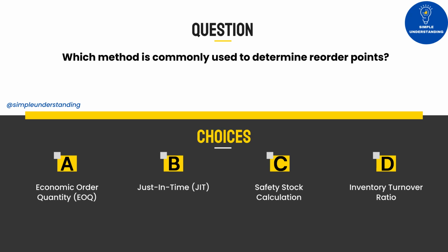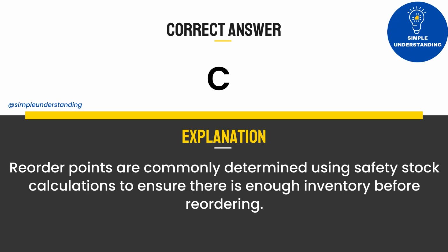2. Which method is commonly used to determine reorder points? A. Economic order quantity, EOQ. B. Just-in-time, JIT. C. Safety stock calculation. D. Inventory turnover ratio. Correct answer, C. Overall explanation. Reorder points are commonly determined using safety stock calculations to ensure there is enough inventory before reordering.